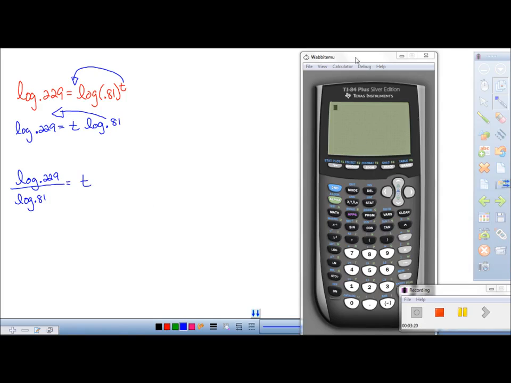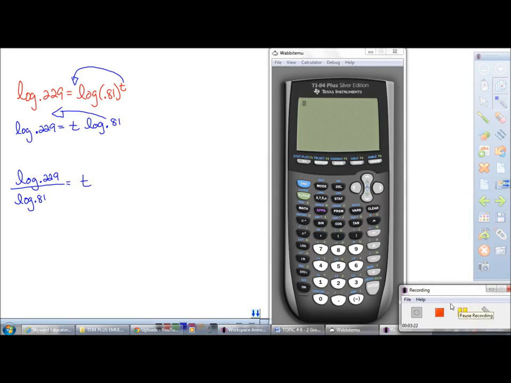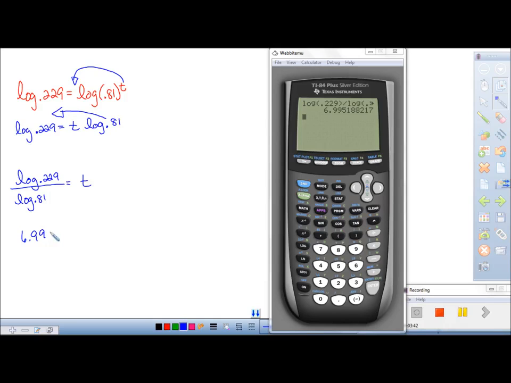And now it just comes down to calculator work. So you're going to take your calculator here, find the log button of 0.229, and we're going to divide that by the log of 0.81. And you get 6.995 and some change. So time is approximately, for this tractor to depreciate from $29,000 to $6,634.27, it's going to take about 7 years.